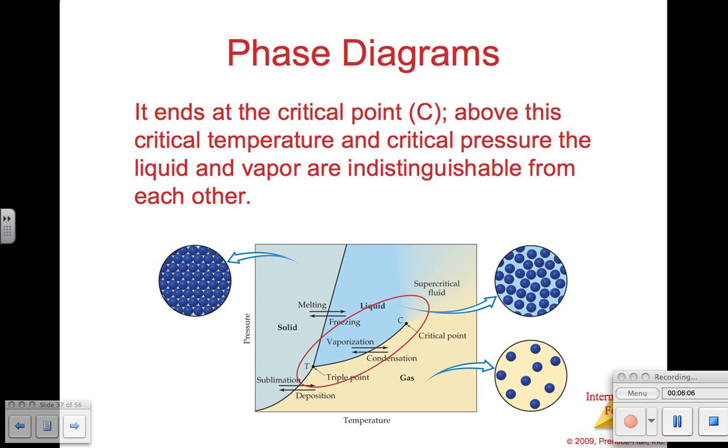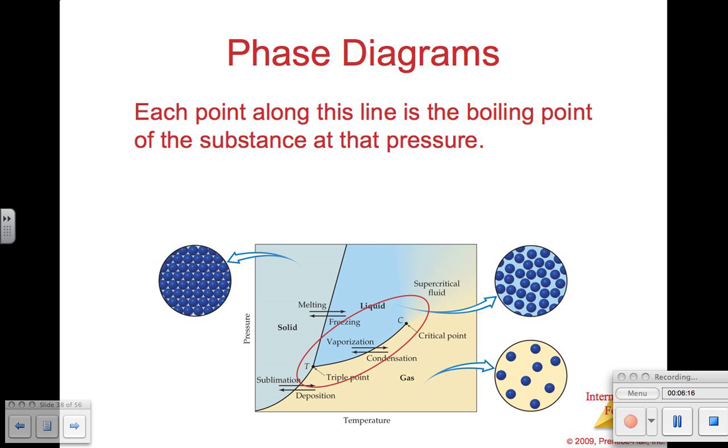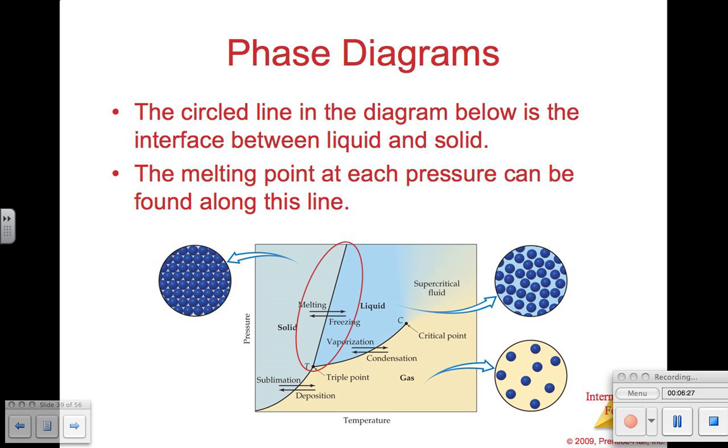They behave the same, and so we call that a supercritical fluid, because it's not a liquid, it's not a gas, they're indistinguishable. You can't tell the difference between the two. So any point along this particular line is what will be the boiling point for that substance at that particular pressure. Now this second line here represents the interface between the liquid and the solid.